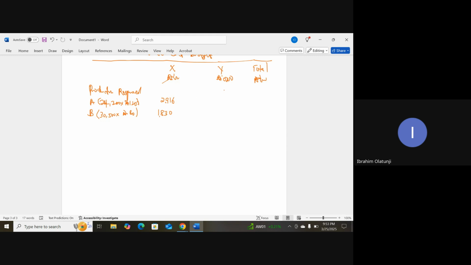So I cannot go for Y. Do you get my point now? I can go for Y. So you can do, I think you understand what I'm doing, that's why I don't want to put it here because of space. So you can do the same thing. We have for Y, 4,860 for A. 4,860 for A. Okay.